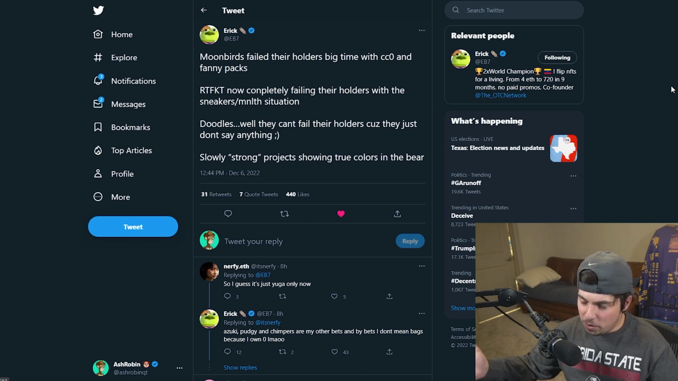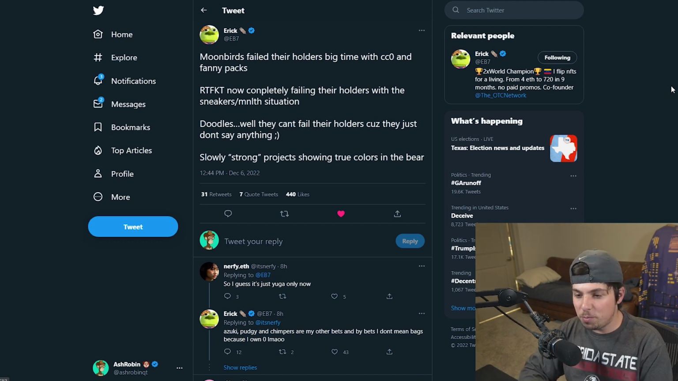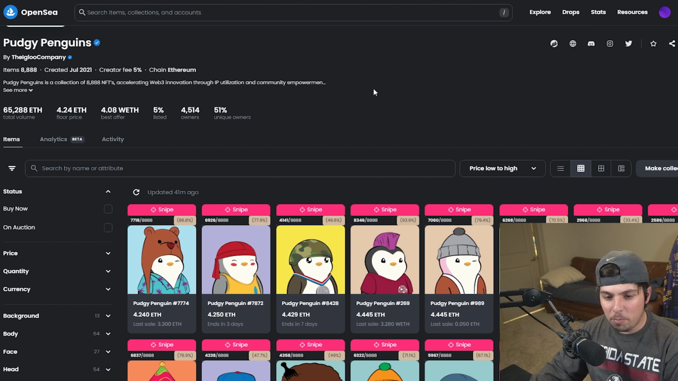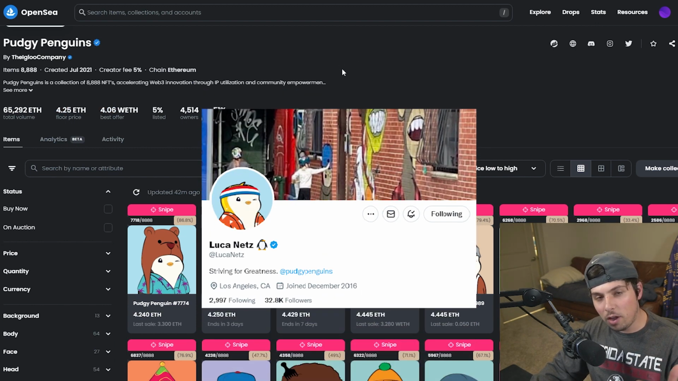Everyone has flocked to these big projects as being considered blue chips, but I think within this bear market, we're starting to see that there are other projects that have good teams that are actually working to provide better community and better experience than what we're used to. For example, one being Pudgy Penguins, a lot of people are really giving their founder Luca a ton of flowers.